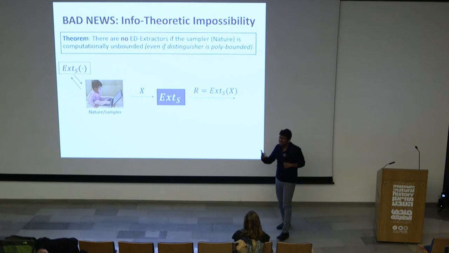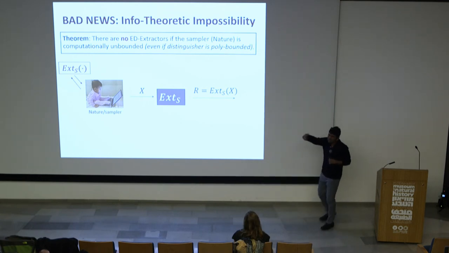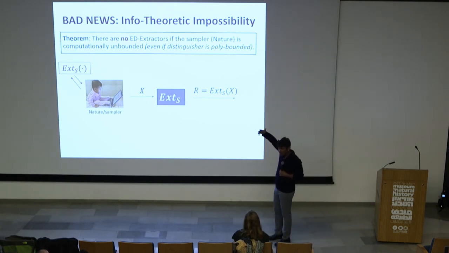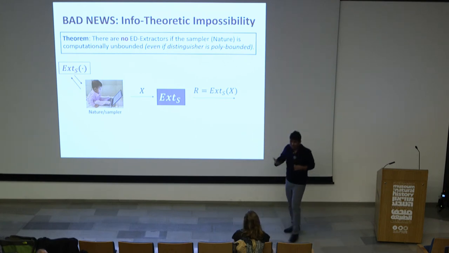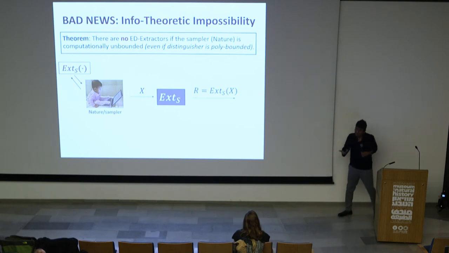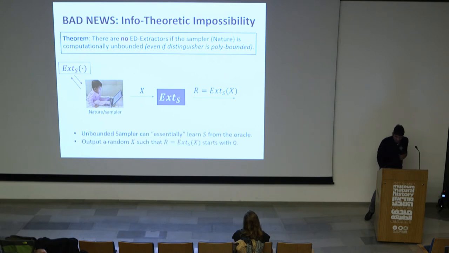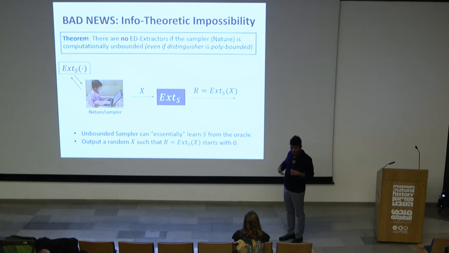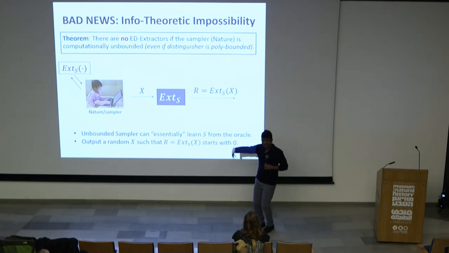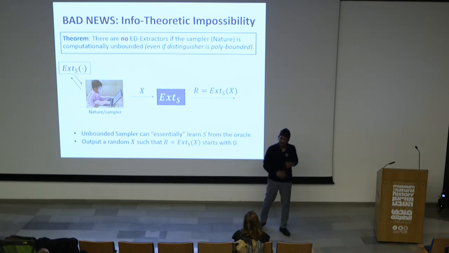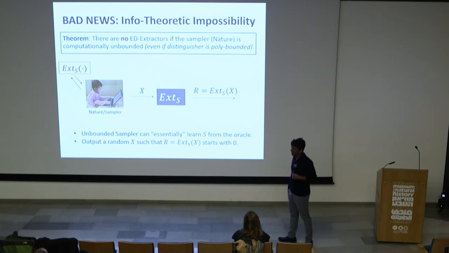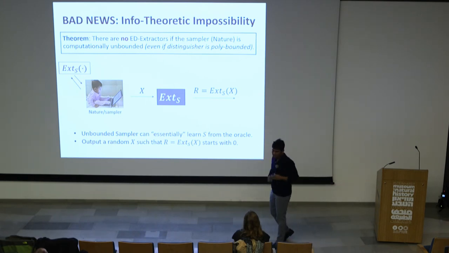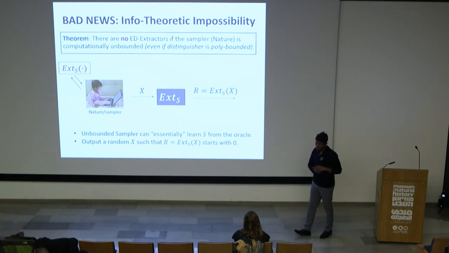And why is that? If the sampler is unbounded, it makes a polynomial number of queries to the oracle. The oracle has bounded description. The seed is of bounded polynomial length. And therefore, it can learn essentially the extractor, something that's close enough to the extractor. Then the sampler outputs a random x such that this approximation to the extractor outputs 0, and the approximation is good enough. This is a very, very simple result. It's essentially what Yael observed. Good, so that's bad news.